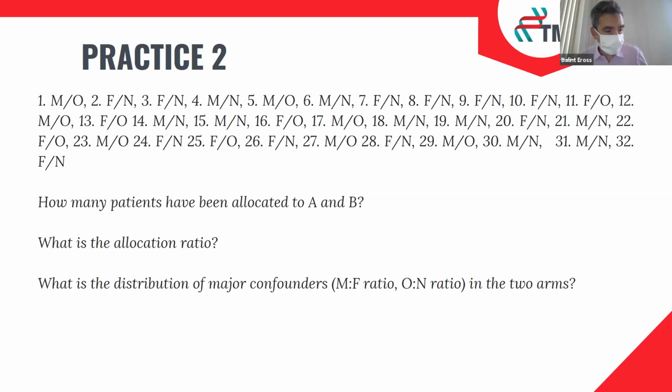I'm asking my team to share their experience and results. Yes, in Group A, we had 10 patients, 5 male, 5 female, and 8 of them are obese and 2 of them are not obese. In treatment B, there are 22 patients, 11 female, 11 male, 12 of them are not obese, and 10 of them are obese. All right, Lonnie and team.